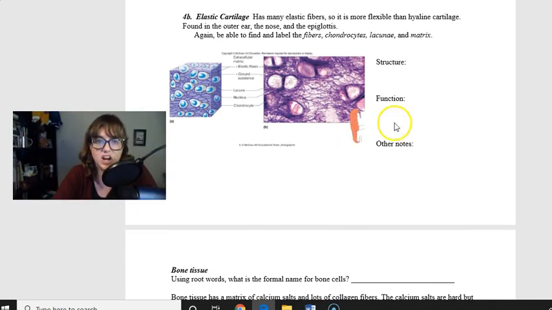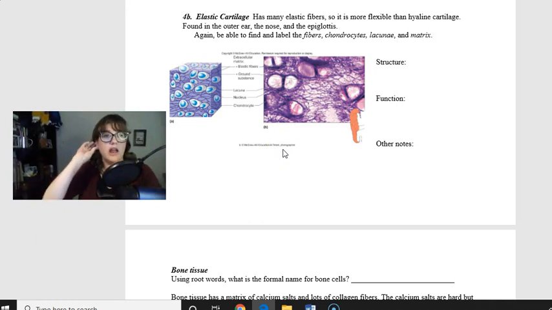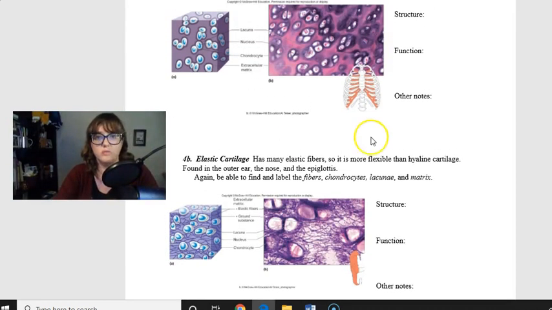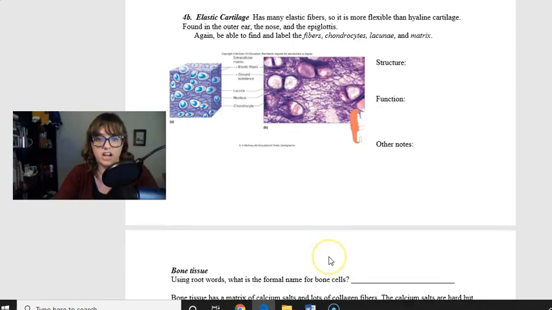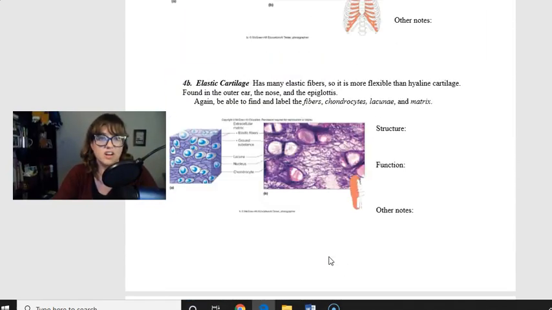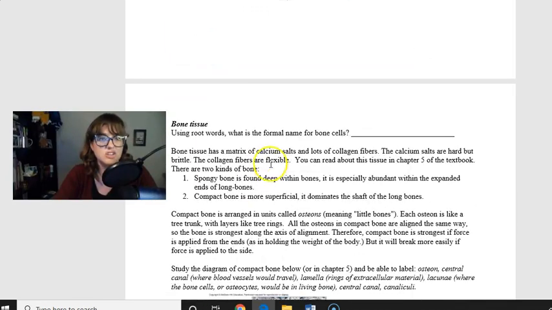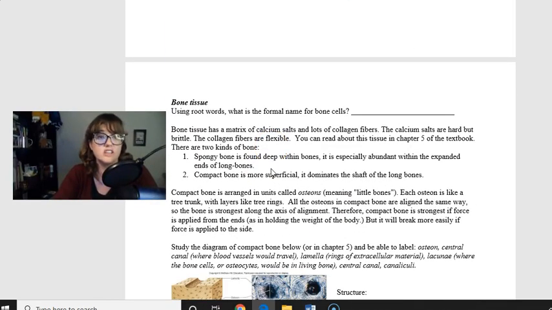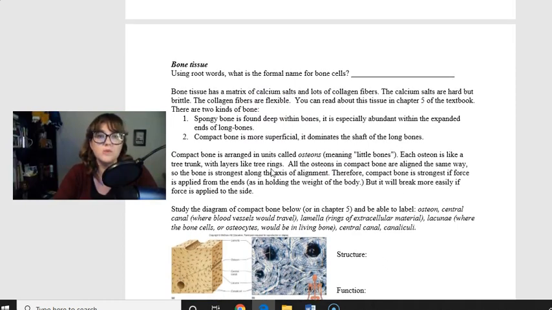Okay, here's that elastic cartilage. This is what we find in our ears. Again, it's much more flappy. It can move around, whereas this really only moves in one direction. This can move in three directions. That's our fourth kind of connective tissue. The fifth kind of connective tissue you need to know is the bone, or bone tissue. Bone inside of you is very, very alive.